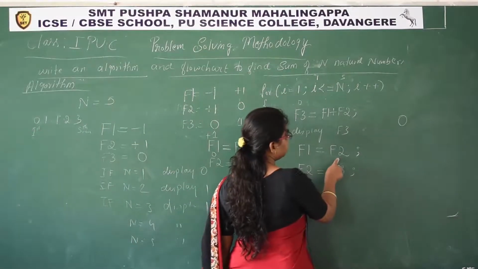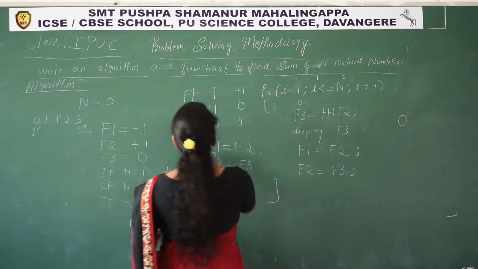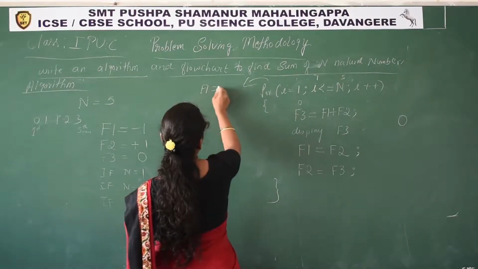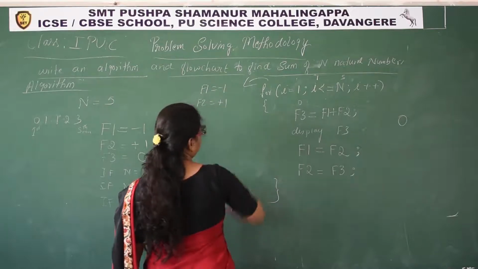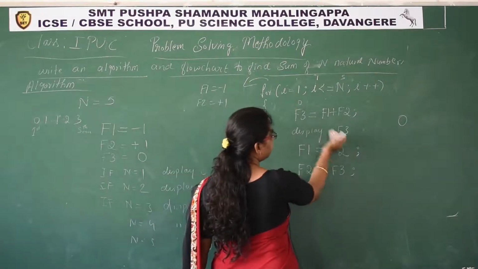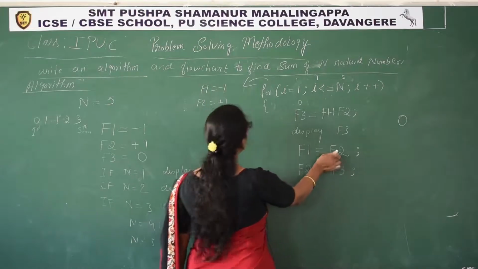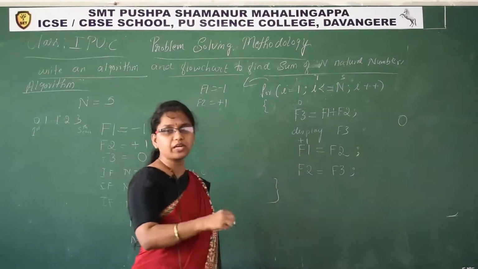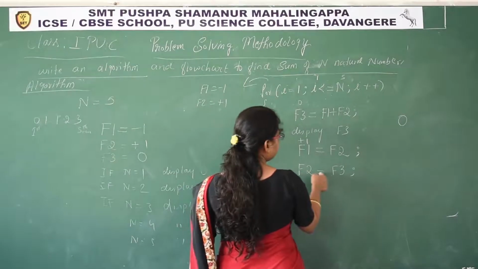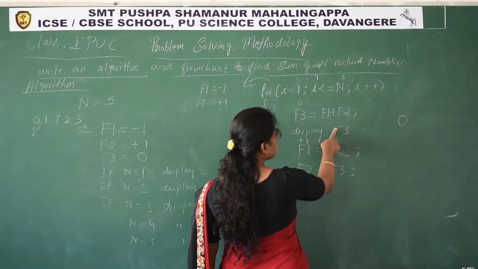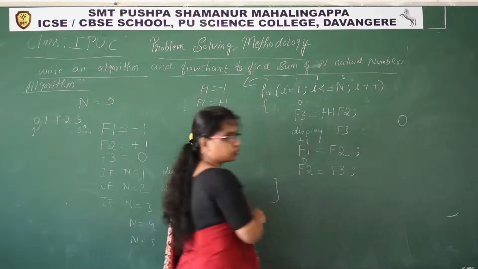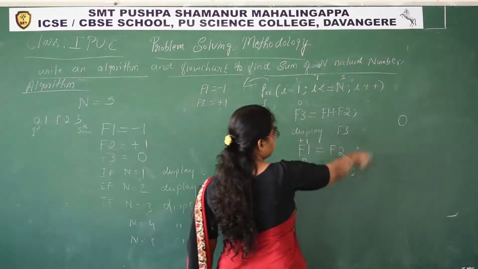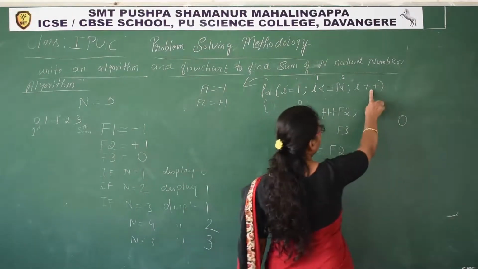Now F1 is equal to F2. What was the value of F2 here? Before the loop, I take F1 as -1 and F2 as +1. Right hand part will be assigned to the left hand side. What is the value of F2? +1. So the +1 goes to F1. Now F1 becomes +1. Now F2 is equal to F3. What is the value of F3 here? 0. Now F2 becomes 0. Okay, after execution of these statements once, it moves to the modification part.